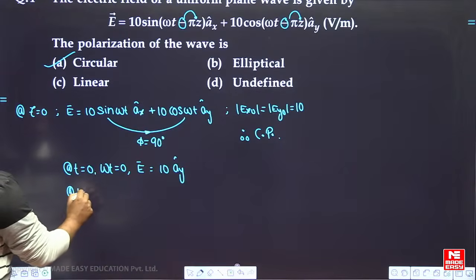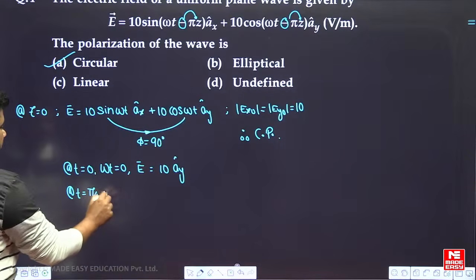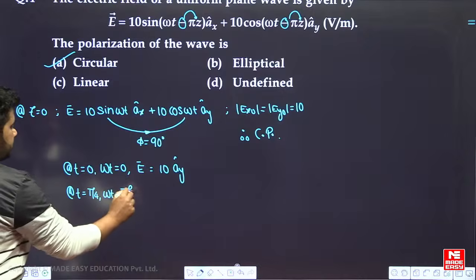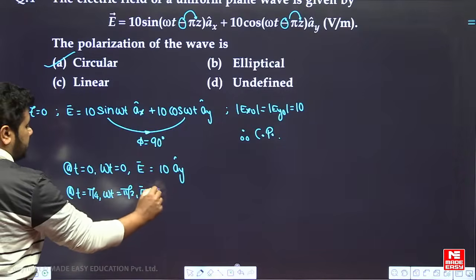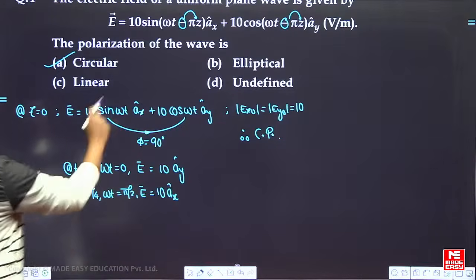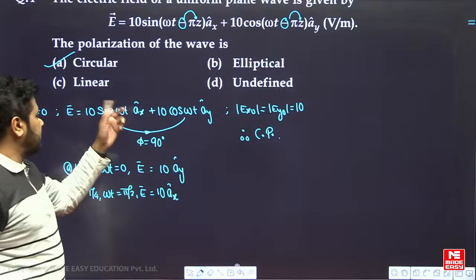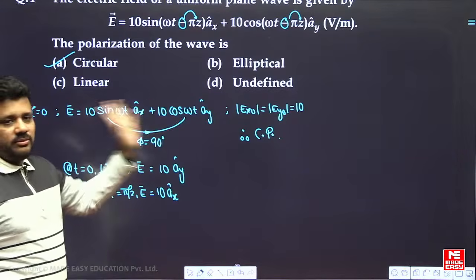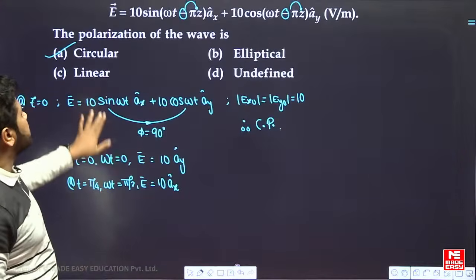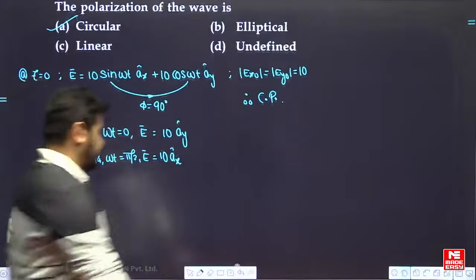If I put t equal to T/4, what is the value of ωt? It is π/2. Then the value of E is 10 ax. So at t equal to T/4, ωt becomes π/2, the cosine term becomes 0. And what is the direction of wave propagation? It is along the z axis.